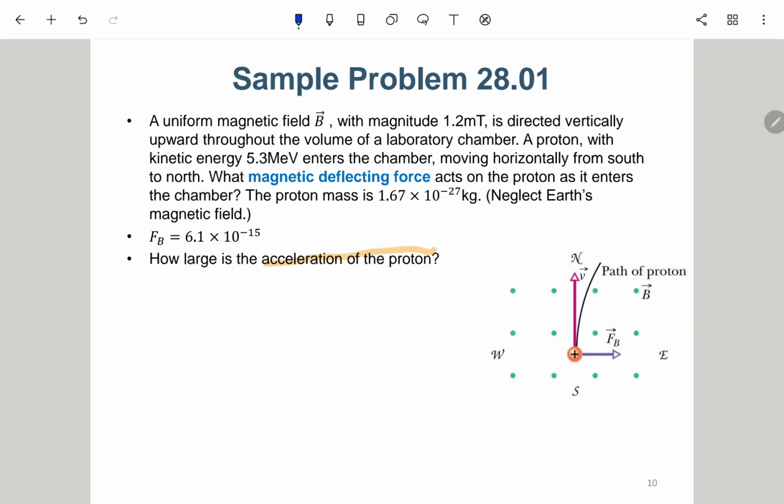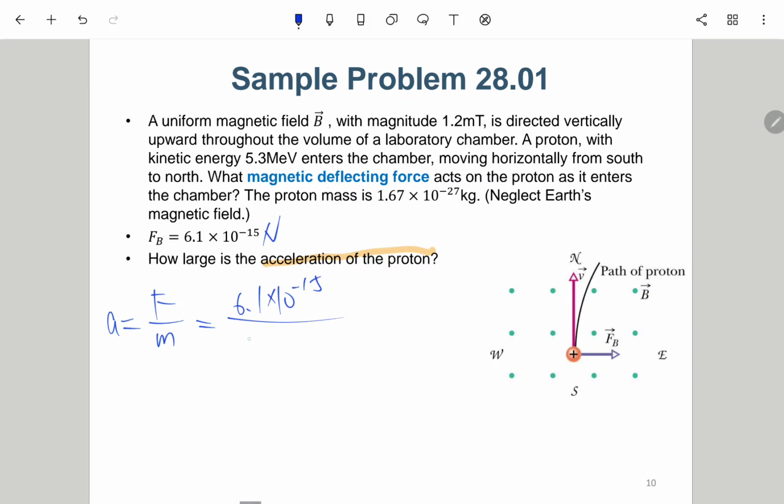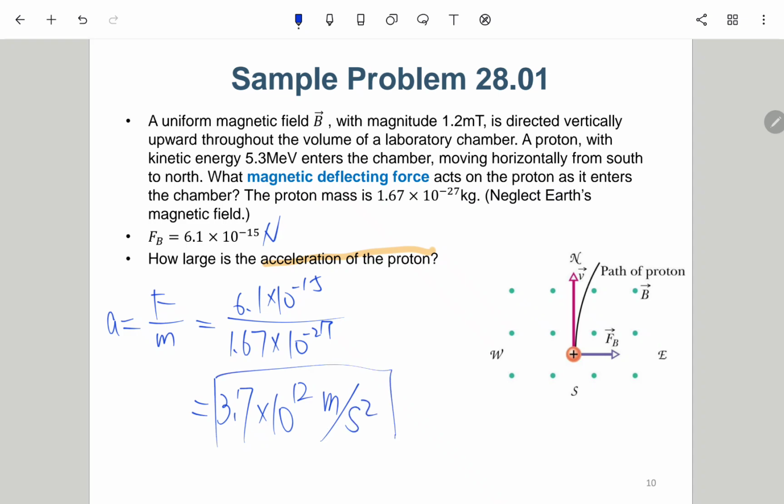Okay, so just make use of Newton's second law of motion. A equals F over m. Okay, so which is 6.1 times 10 to negative 15 Newton over 1.67 times 10 to negative 27. So this is nothing but 3.7 times 10 to the 12th power meter per second squared. Okay, so this is the acceleration. So really, really fast.